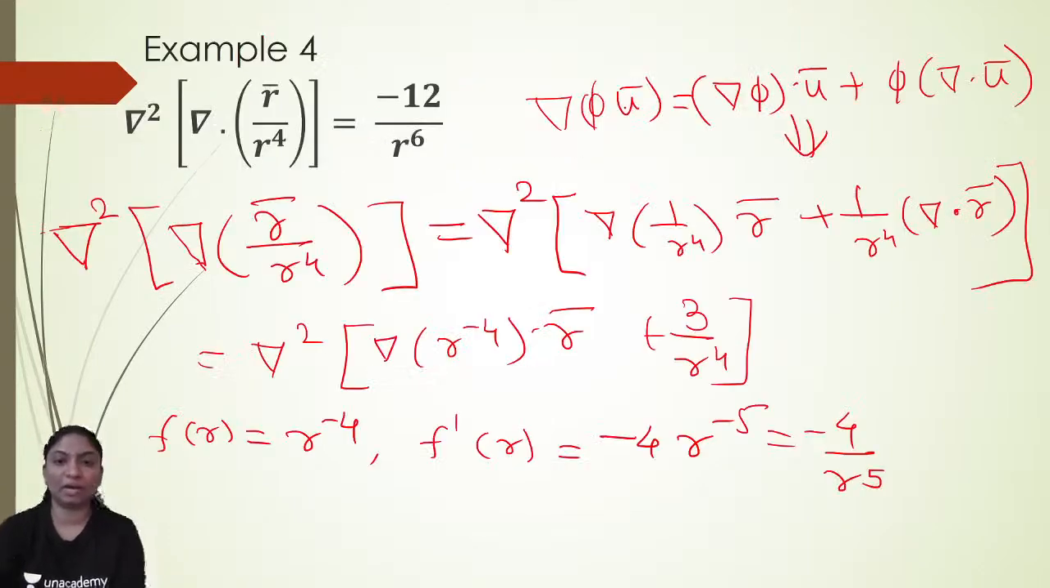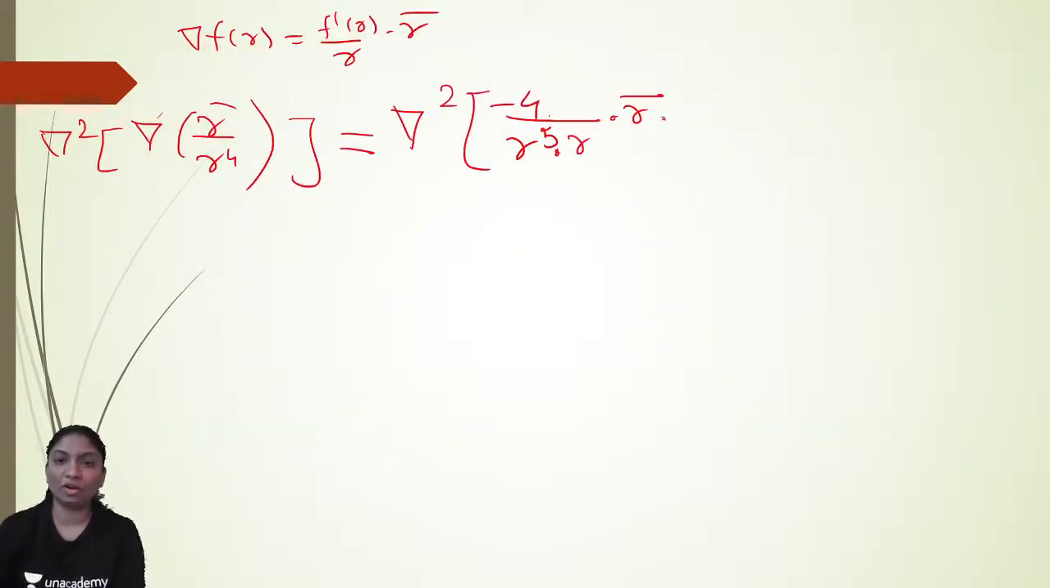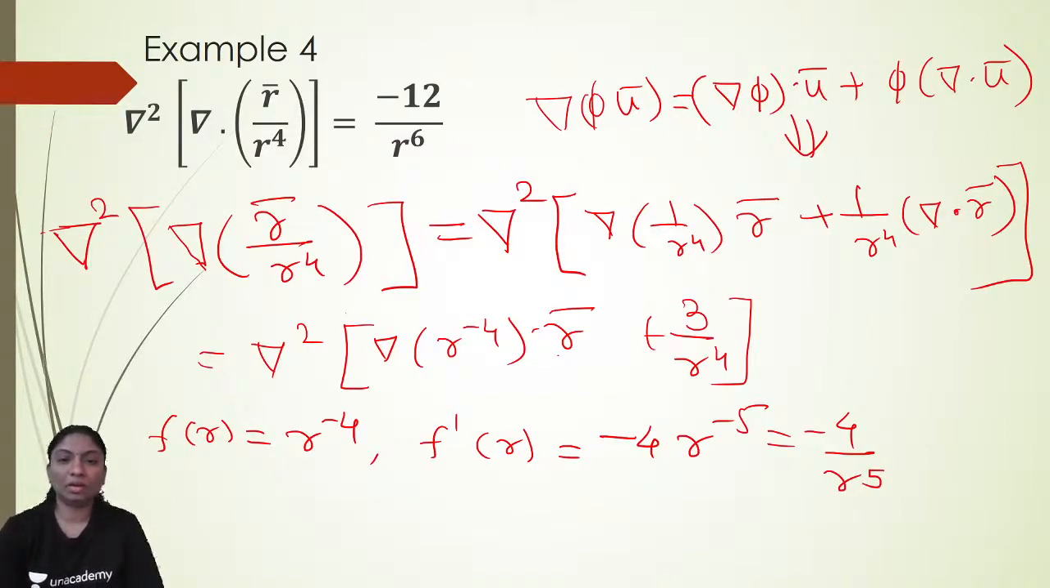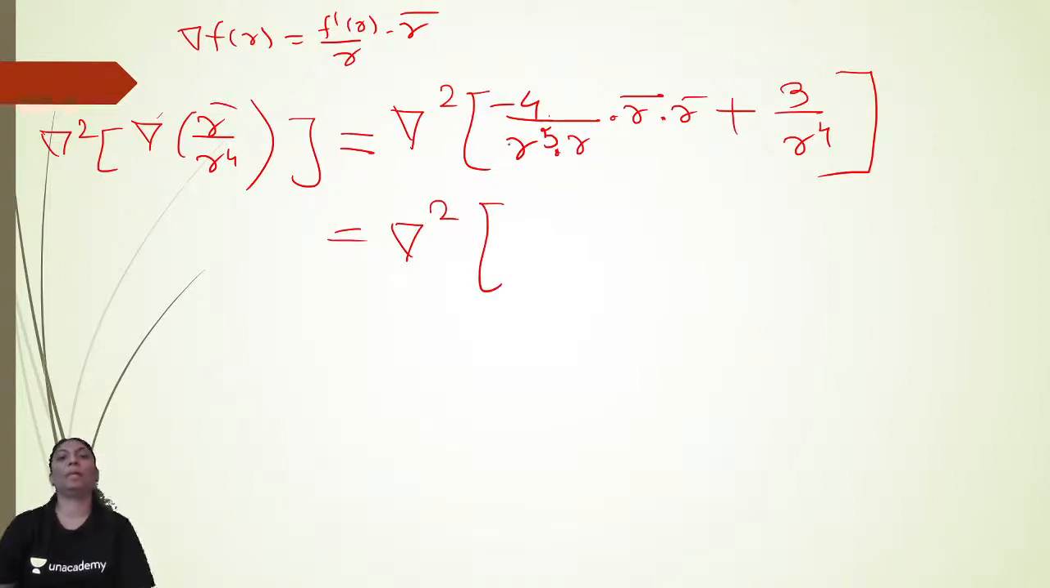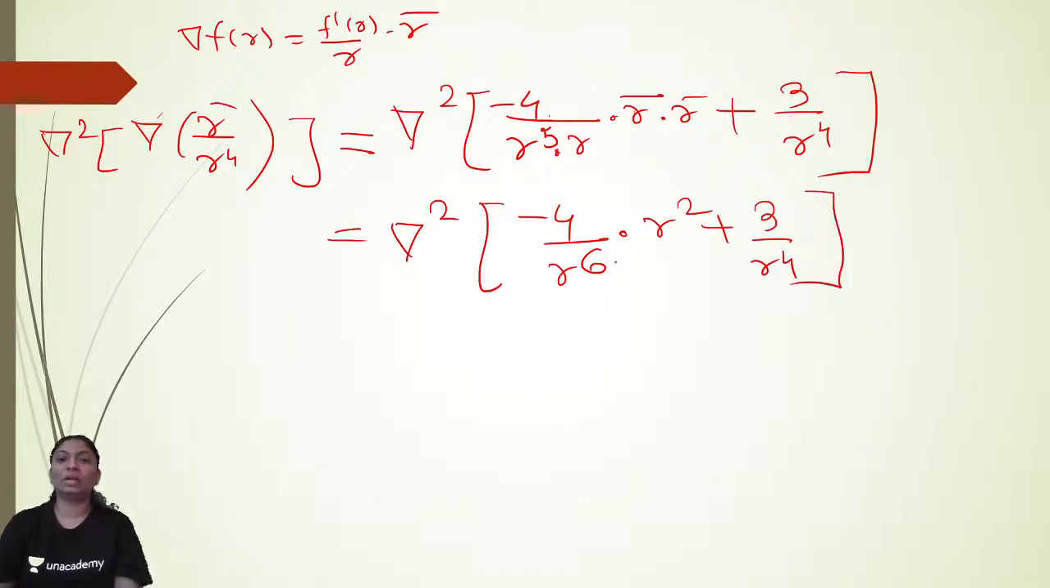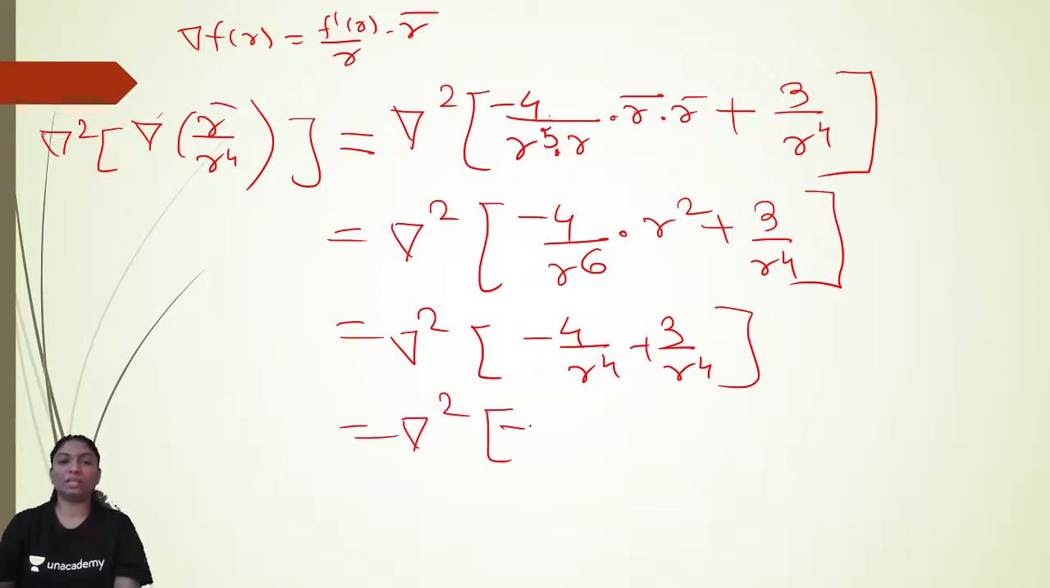And this earlier r bar which is already present here, so this becomes r bar dot r bar. I hope you are clear. F dash of r upon r into r bar into r bar. Now this becomes plus 3 upon r raised to 4. Here the r square cancels out, r bar dot r bar, so -4 upon r raised to 6, and into r square, plus 3 by r raised to 4. So this r square and this r square cancel out, so del square becomes -4 by r raised to 4 plus 3 by r raised to 4. This becomes del square of, -1 by r raised to 4.